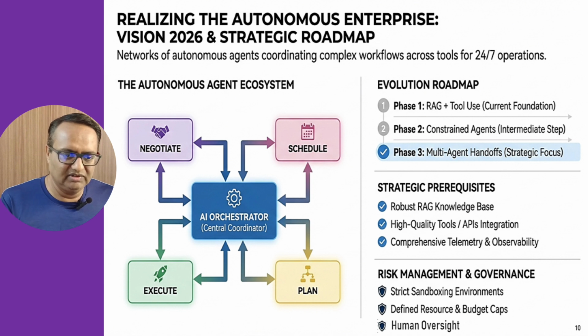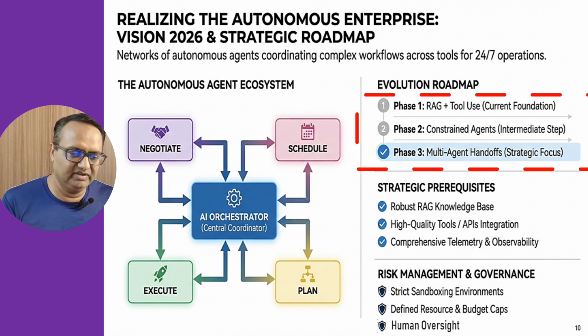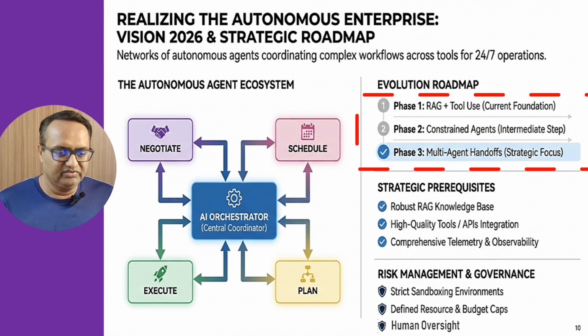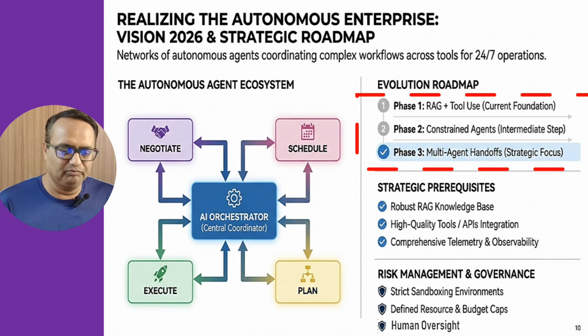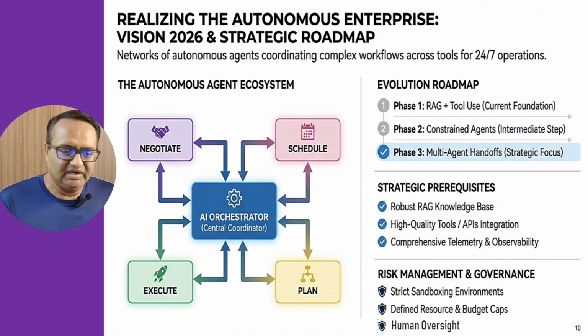If we look at how the evolution roadmap is going to happen, phase one will be RAG plus tool use, like chatbots, for example, which utilize the corporate content. Phase two can be a constrained agent, for example, a loan agent which approves a loan based on the customer's transactions and personal details. Phase three is multi-agent handoffs. It's basically what was discussed here: each agent completes its task and hands over to the other agent to do its task. So this is going to be the evolution roadmap.